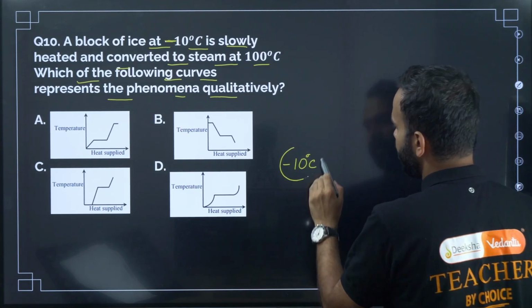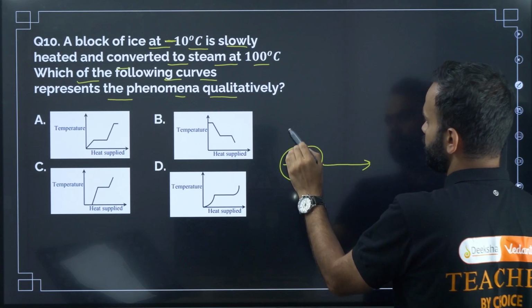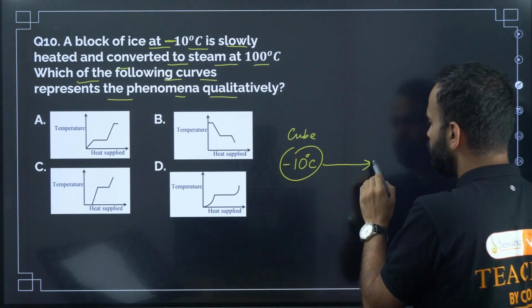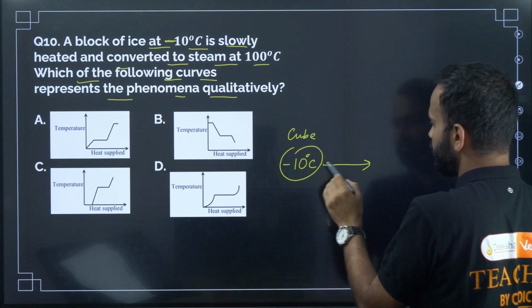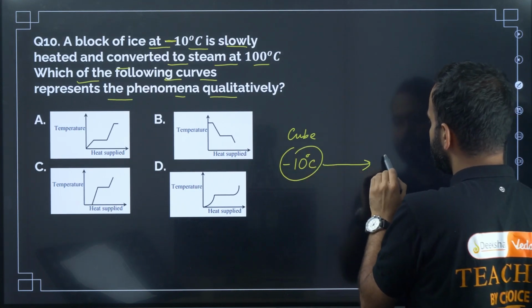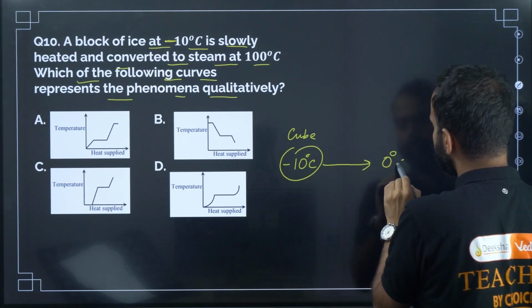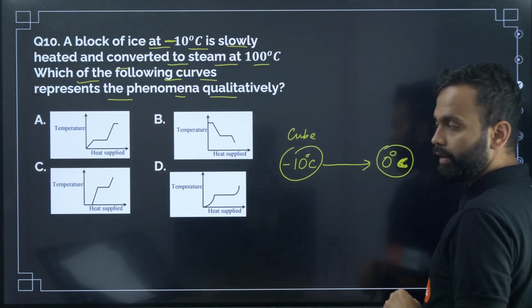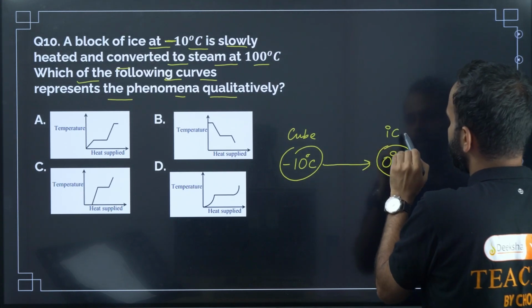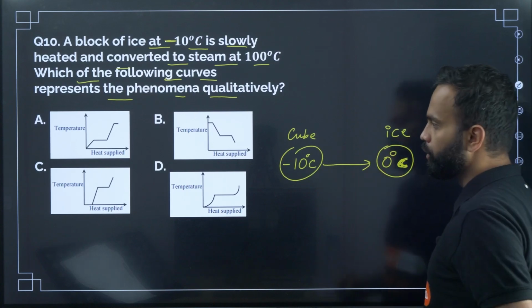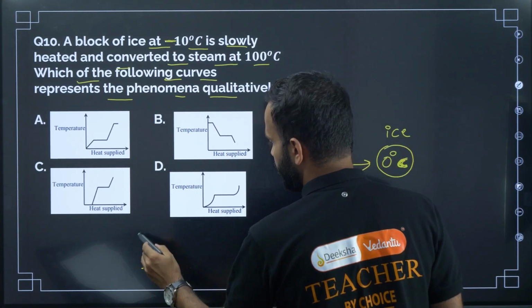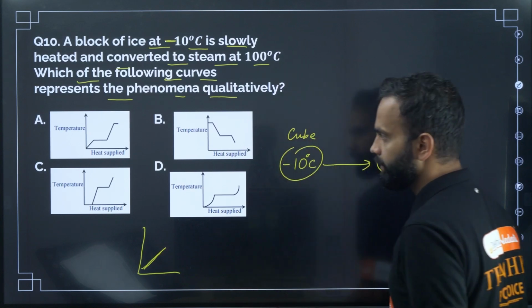So now what happens? Here this is the ice cube. Now the temperature changes from minus 10 degrees Celsius to 0 degrees Celsius. So still it is an ice cube only. First what happens, temperature increases, and heat will also increase.